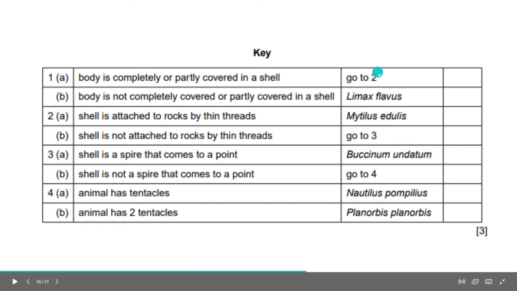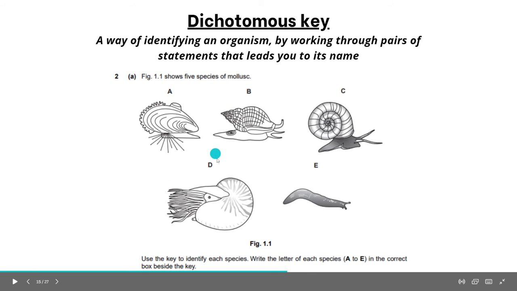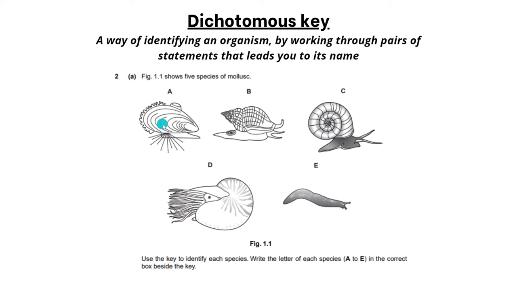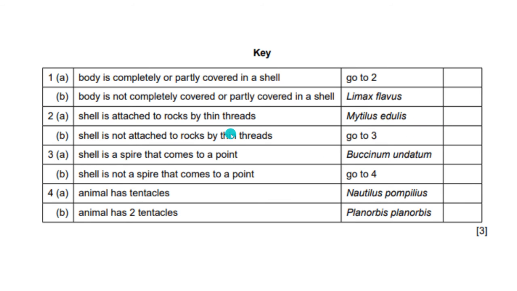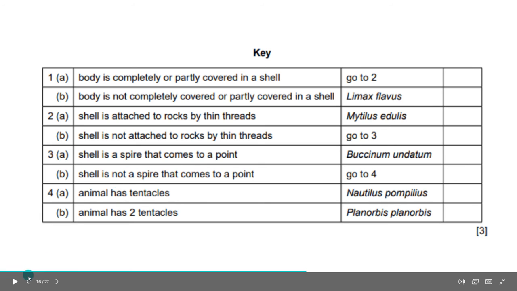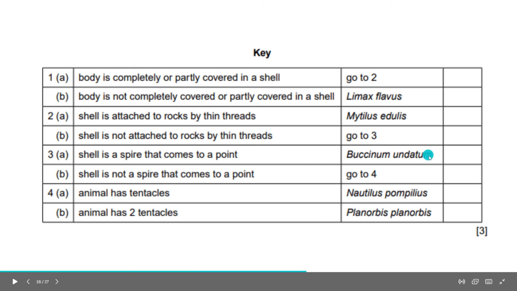Then let us now go to number 2. Shell is attached to rocks by thin threads, which I would say is A. So basically this one should be A. Shell is not attached to rock by thin threads, so we need to go to 3. Shell is a spire that comes to a point, and shell is not a spire that comes to a point. Shell is a spire, so this is C. It's spiral. So this one should be C. And if we didn't find this one, this should be 4.